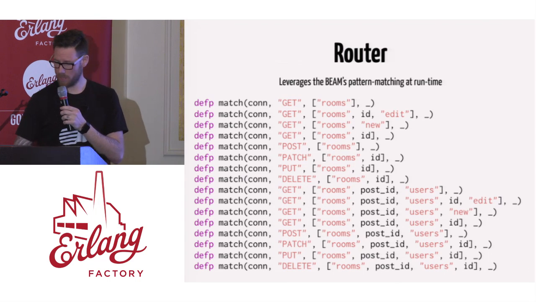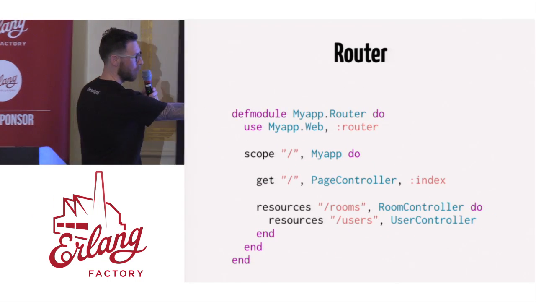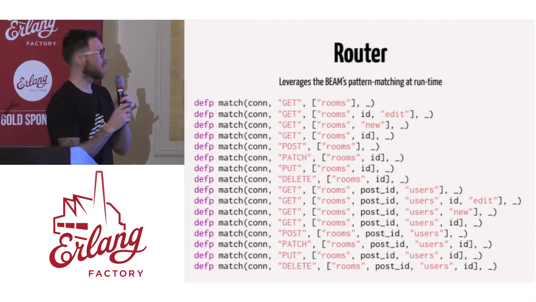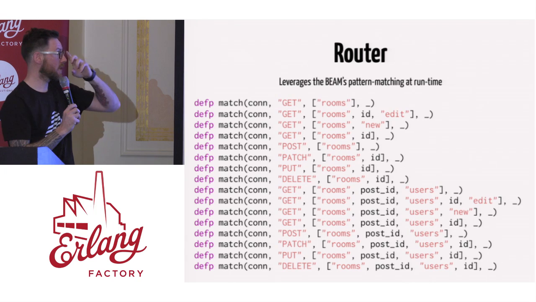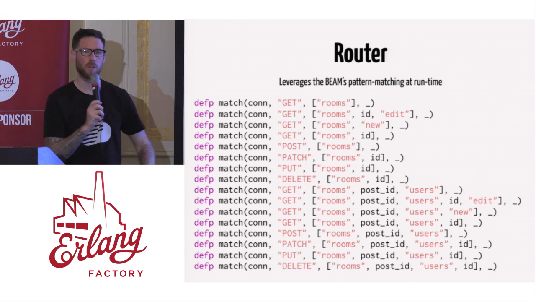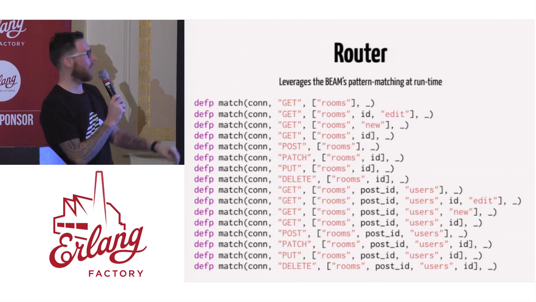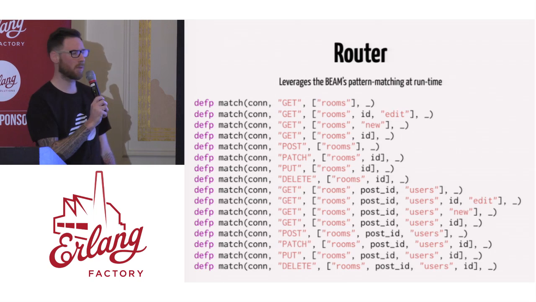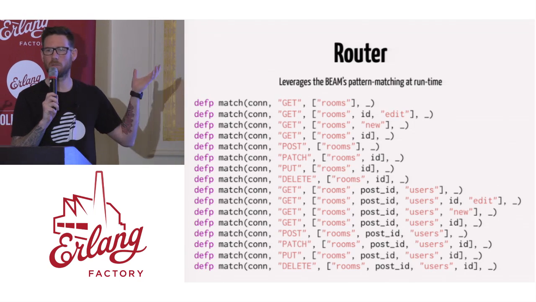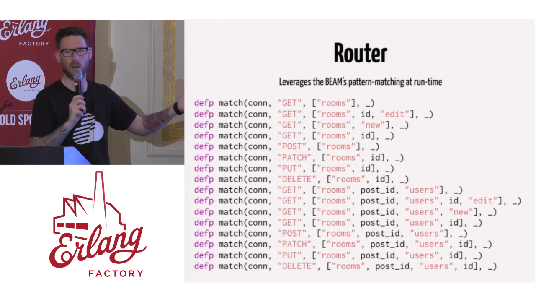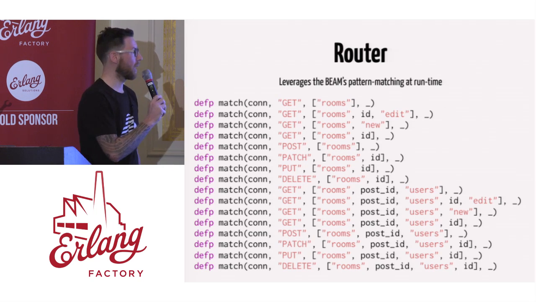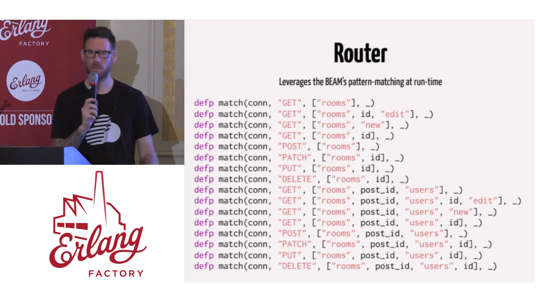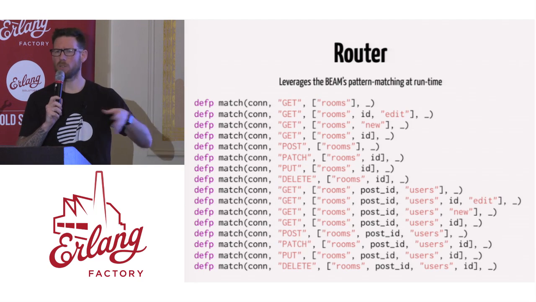And what that actually does, if you look at this, like resources, rooms, and users, it's all nested here. What this actually does is that at compile time, it takes these macros and generates a match function. They're all named match, and they all just have different patterns here. And so at runtime, we just use the BEAM's pattern matching to pick the right function and route it that way. And it's incredibly fast to do it this way, whereas other frameworks have to route based off regular expressions and stuff like that.